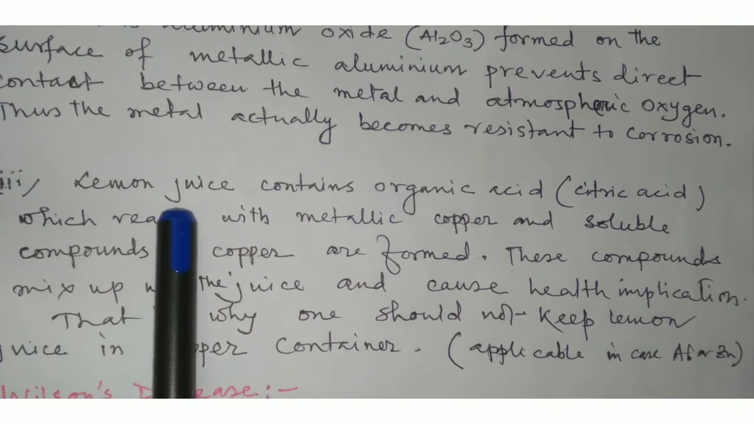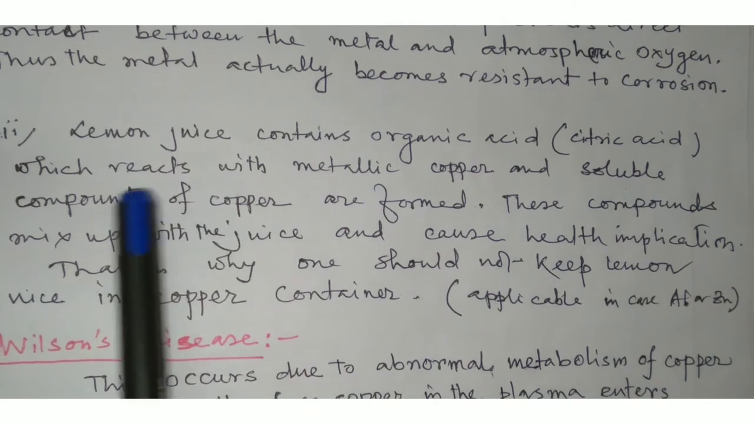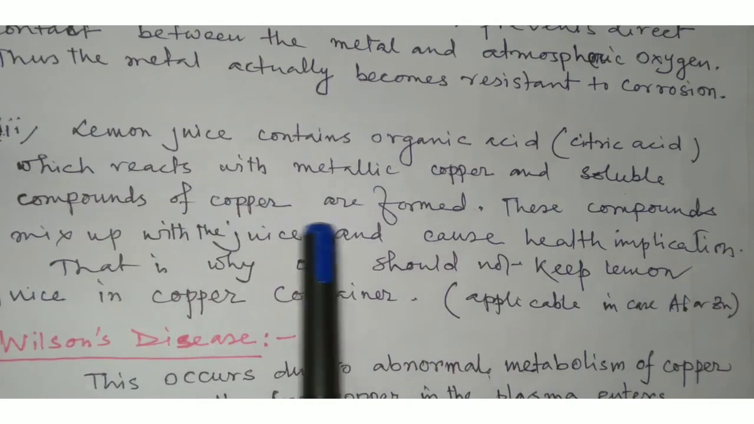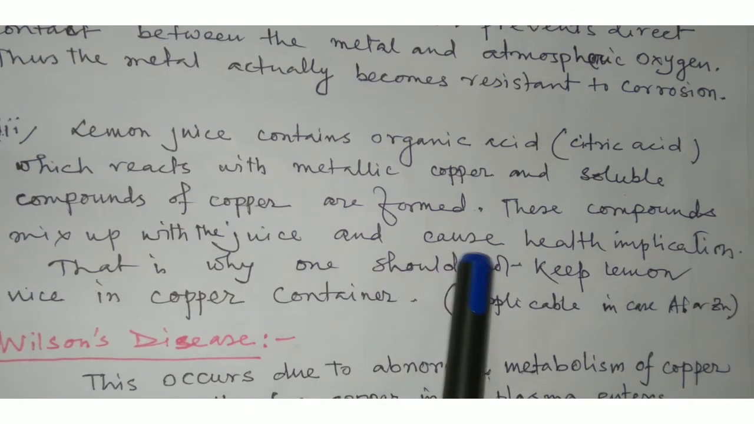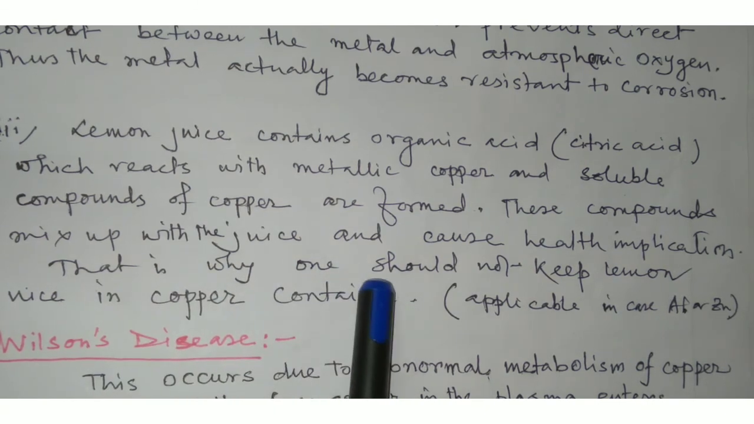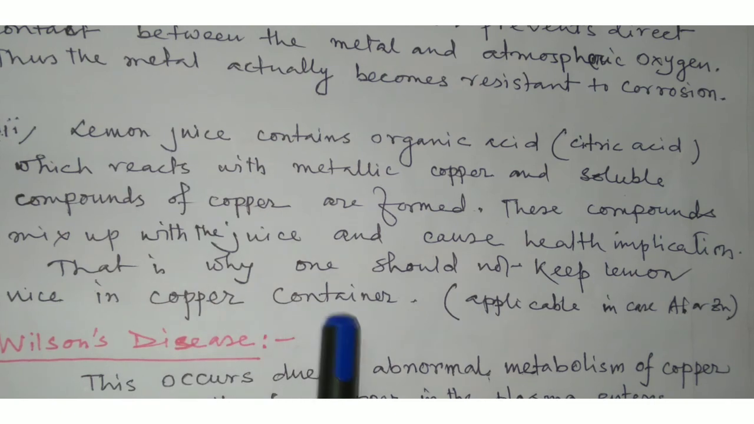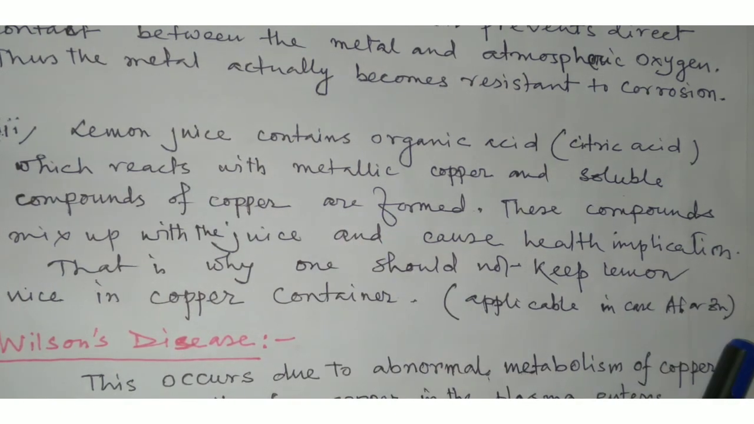Number three, lemon juice contains organic acids, that is citric acid, which reacts with metallic copper, and soluble compounds of copper are formed. These compounds mix up with the juice and cause health implications. That's why one should not keep lemon juice in a copper container. It is also applicable in case of aluminium or zinc.